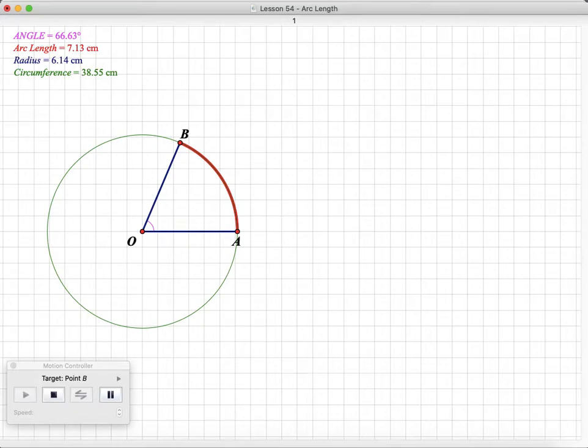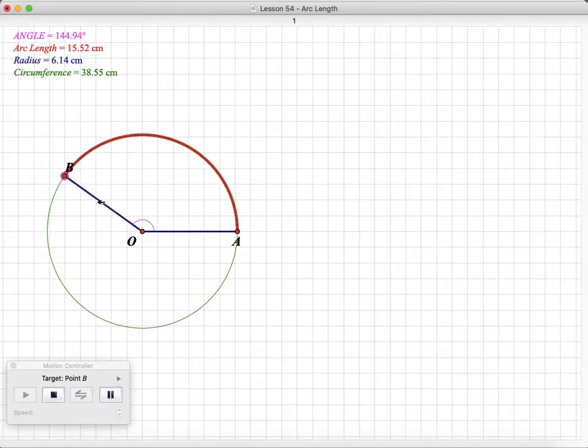In this video, we're going to talk about arc length and learn probably the easiest formula of the year. If you look at this diagram that we have on screen, you can see the arc length marked off in red. That's the arc that we're talking about. An arc is a section of a circle. And I have it measured, but I don't know where that number came from.